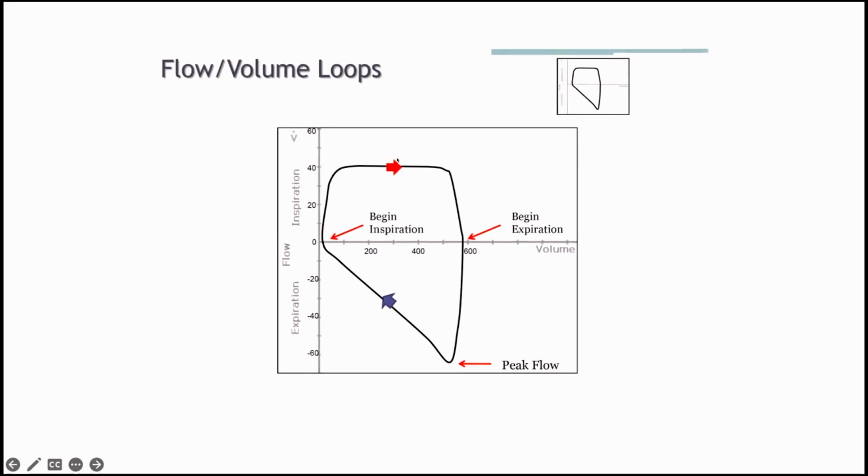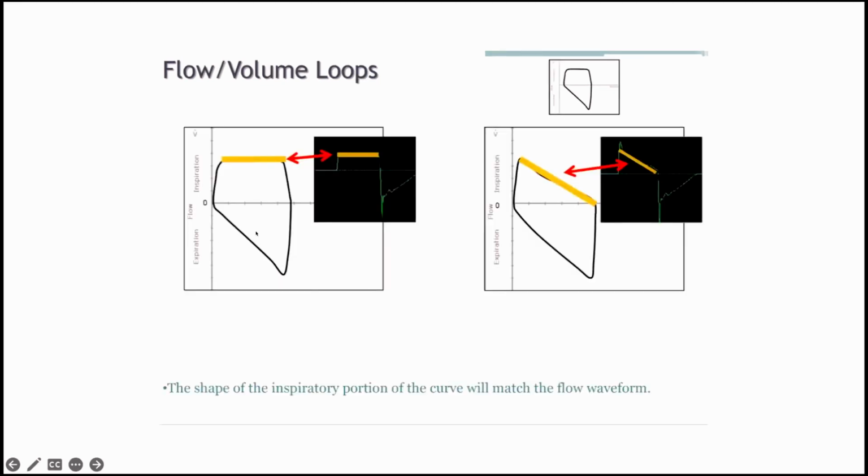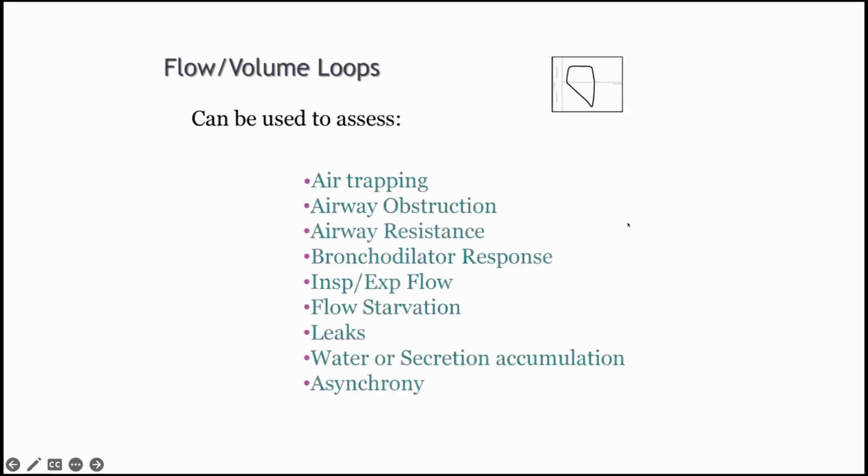Again, we are coming closer to the graph. This is the beginning of the expiration here. There is a peak flow which is here. And we already mentioned that when the flow is constant, it can be flat like this, a very constant flow here. When the patient is on a pressure control mode, it may be a decelerating flow. This can again be used for many things: air trapping, airway obstruction, airway resistance, bronchodilatory response, etc.